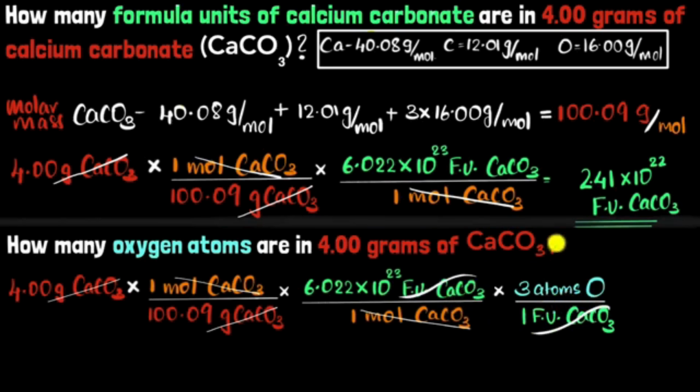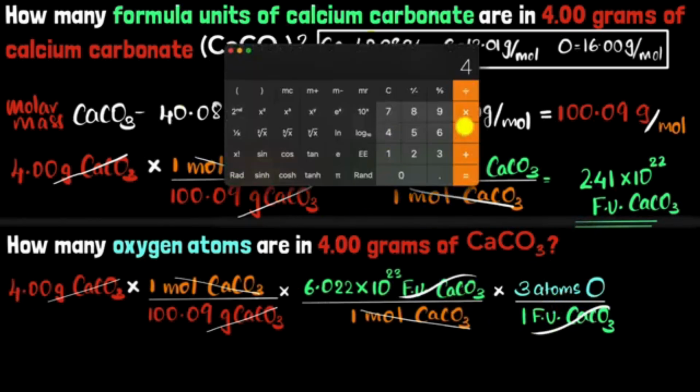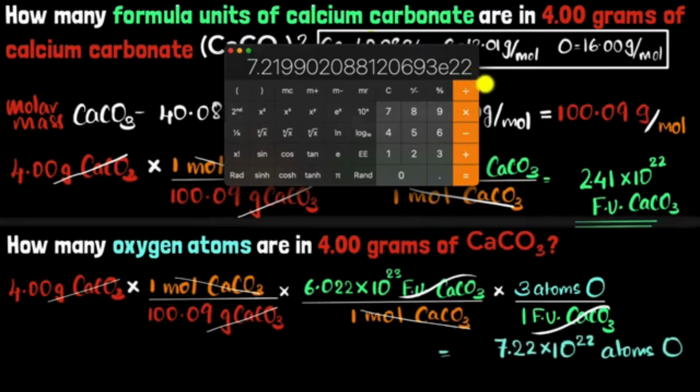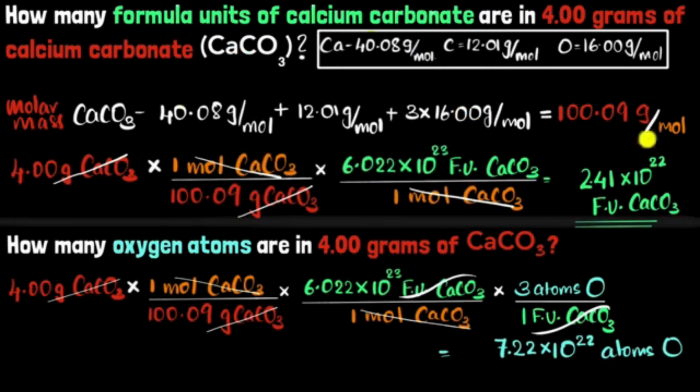And again, we can crunch it in one last time. 4 times 6.022 times 10 to the 23. So use the exponent, 23, times 3 divided by 100.09. That's it. So that gives us 7.219. Again, rounding it off to 3 significant figures, 7.22. Don't forget this, times 10 to the power 22 atoms of oxygen. And this is the same number as multiplying this number by 3. But if we were asked from scratch and we didn't have this number, this is how we could do it in just one shot.